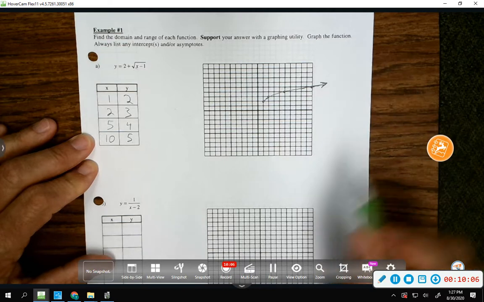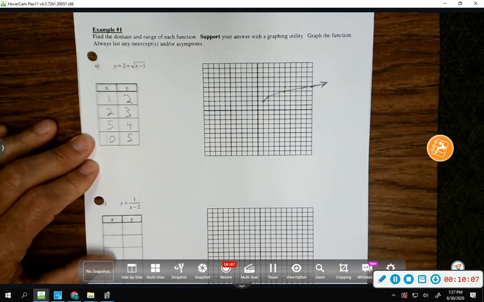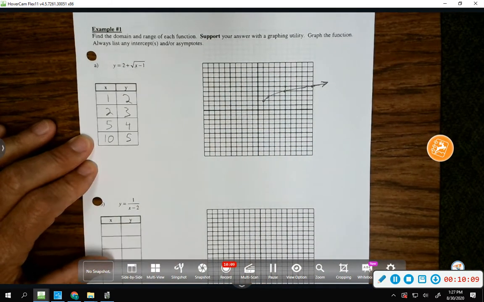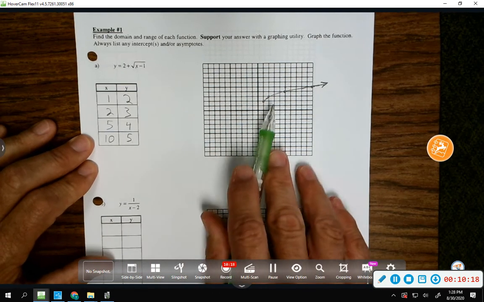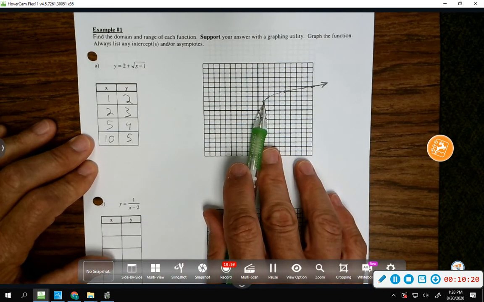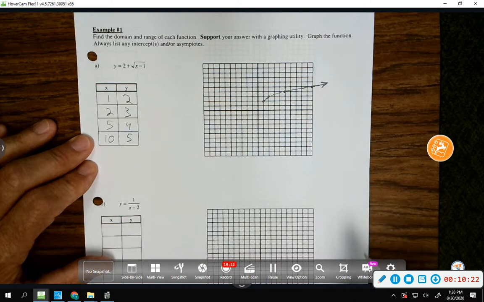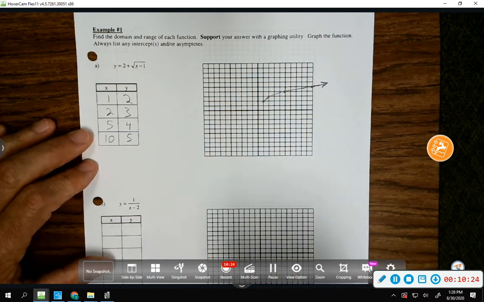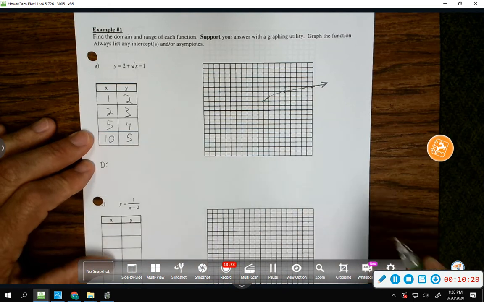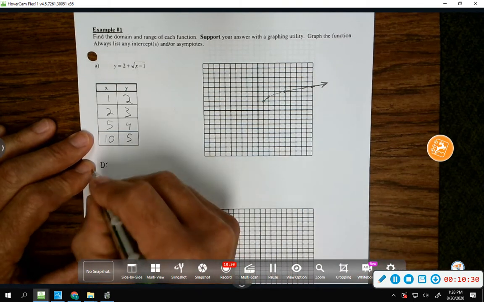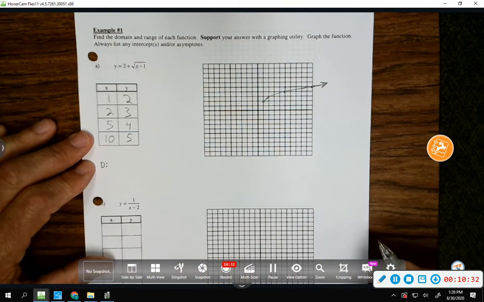Oftentimes on tests, I will see students try to put a vertical asymptote on a radical. Okay? An even root does not have a vertical asymptote. It has an endpoint. That is the endpoint of this graph. It's going to impact my domain. For chapter 1, I want you writing domain and range using set builder notation as well as interval notation.